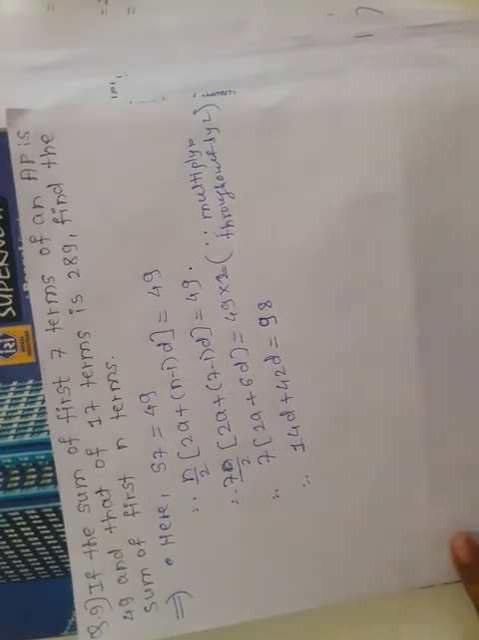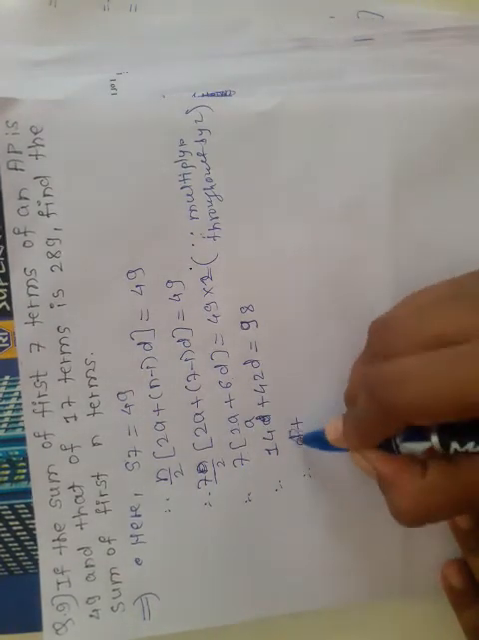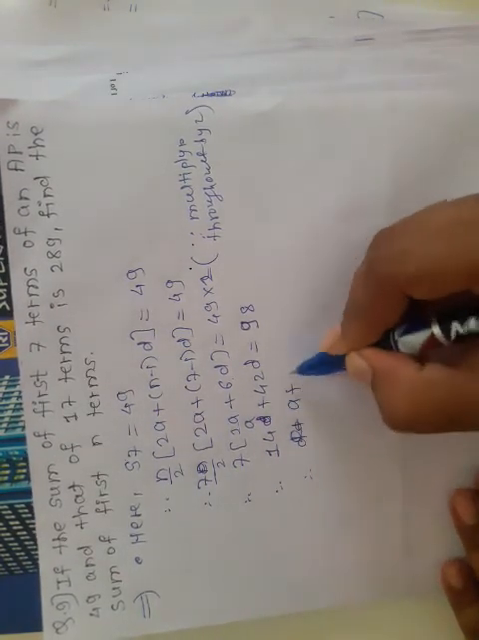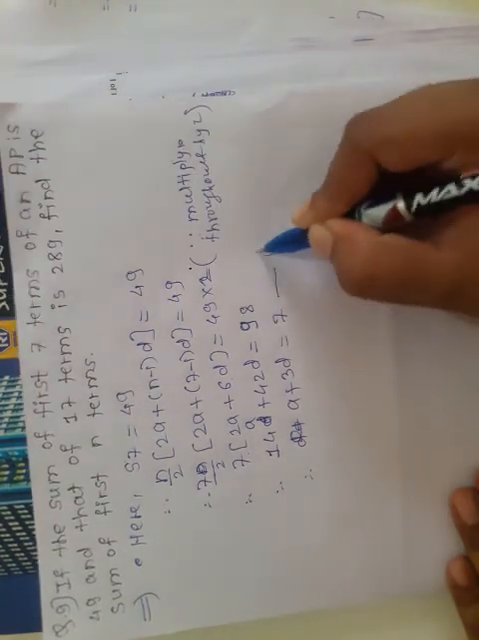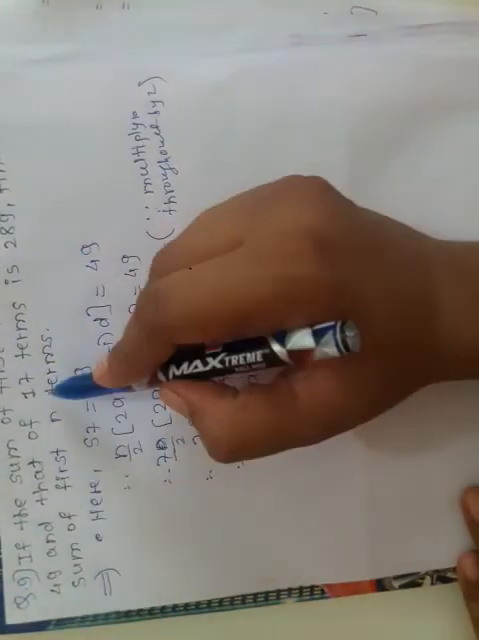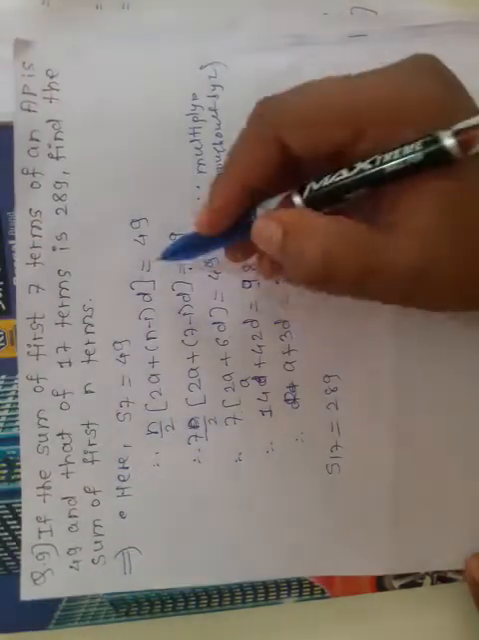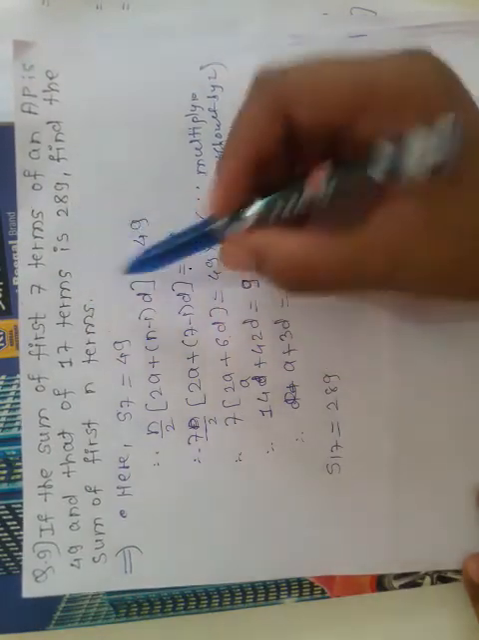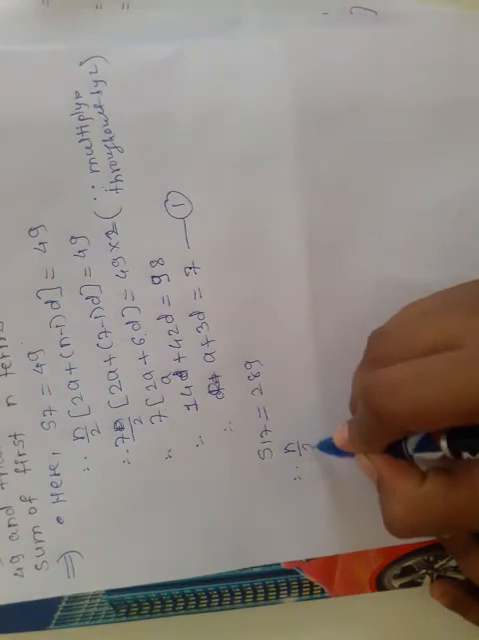Now divide throughout by 14, we get a plus 14 threes are 42, so 3d, is equal to 14 sevens are 98, which is 7. So this is our equation number 1: a plus 3d is equal to 7. Then again, what is given to us? The sum of 17 terms, S17, is equal to 289. Again find out, therefore, n by 2, S17 means what?